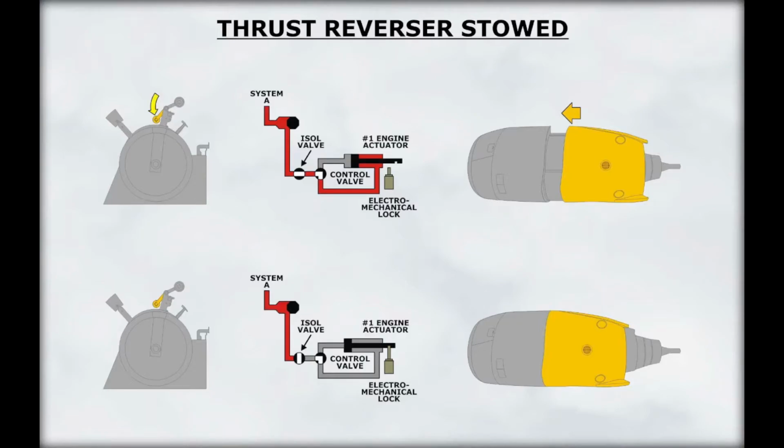The reverser is stowed by lowering the thrust reverser lever to the stow position. This causes the selector valve to direct hydraulic pressure to the stow side of the system. The reverser isolation valve will be held open until the thrust reverser is stowed. Electromechanical locks are then engaged to lock the reverser sleeve into place.